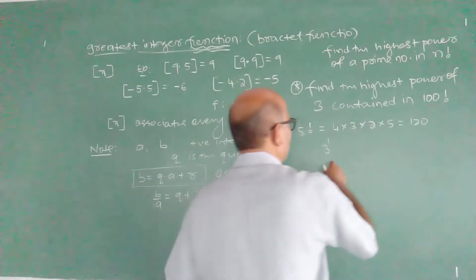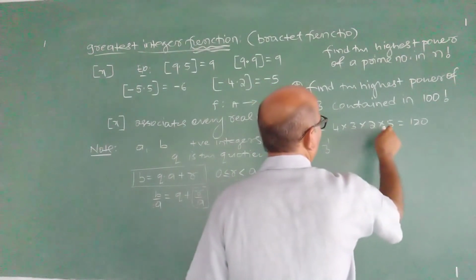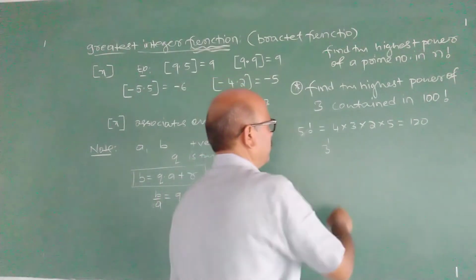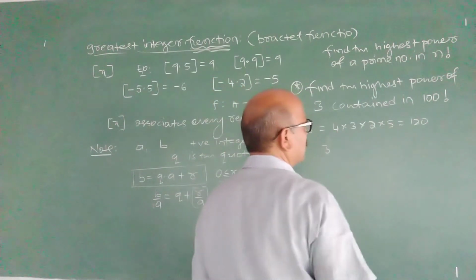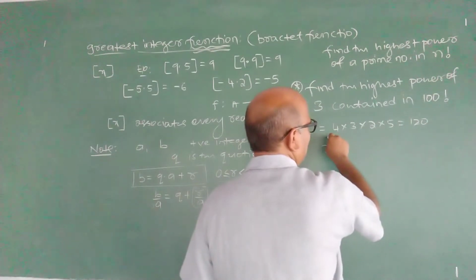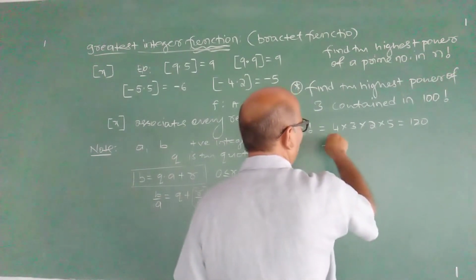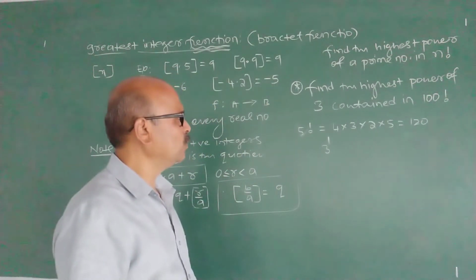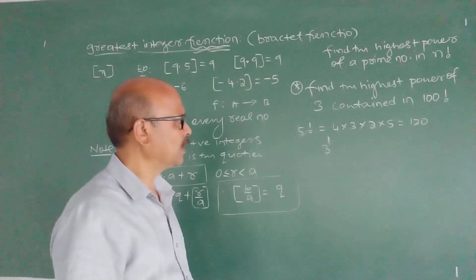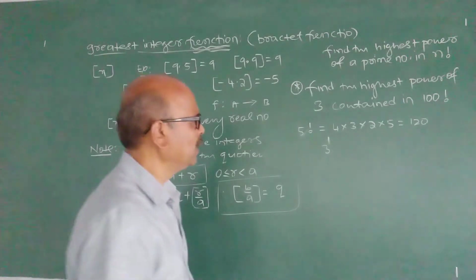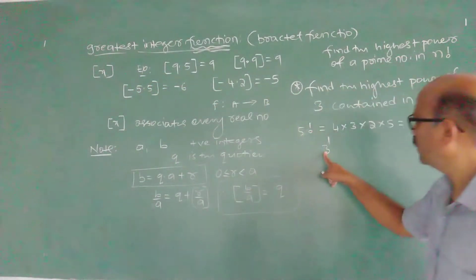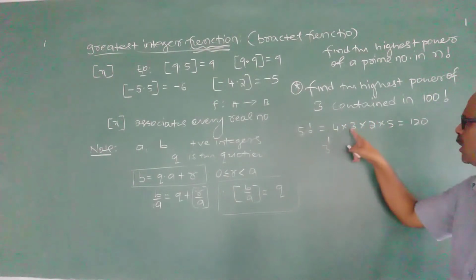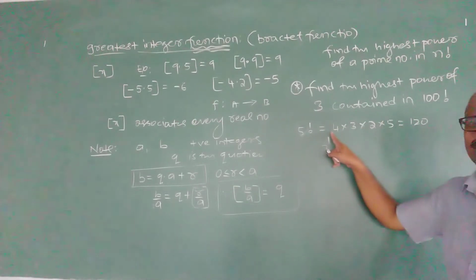Now in this case, what is the highest power of 3? 5 factorial is 5 into 4 into 3 into 2. The highest power of 3 is 3 raised to 1, only 1, because 5 factorial is 5432. What is the power of 3 here? Only 1.